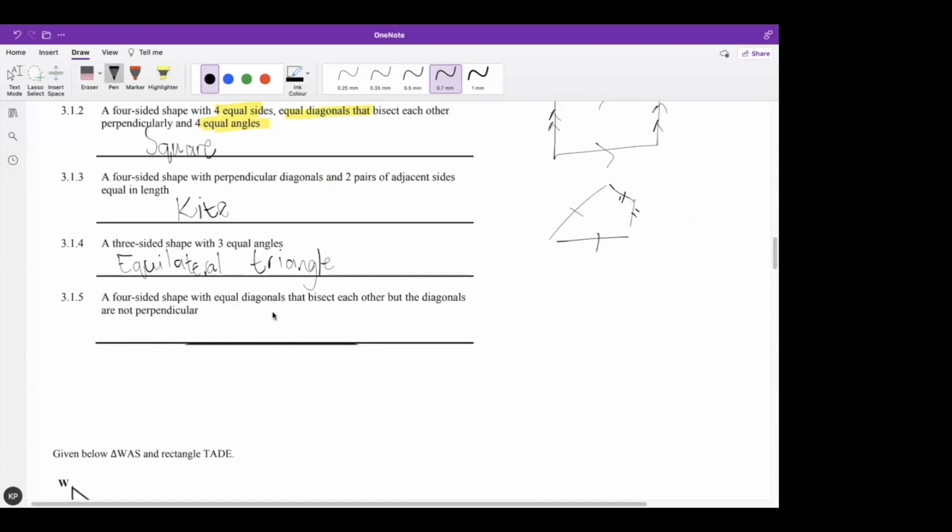Diagonals are equal but not perpendicular. Oh my goodness. It's a rectangle, guys. Come on. Wait, a rectangle. Now I'm getting confused.